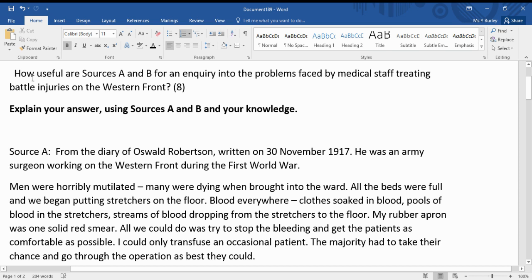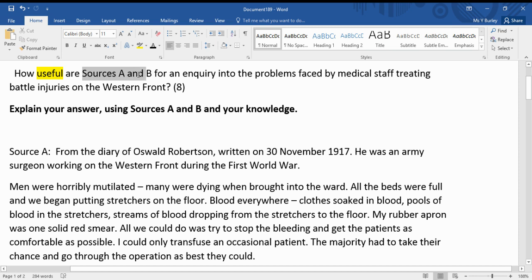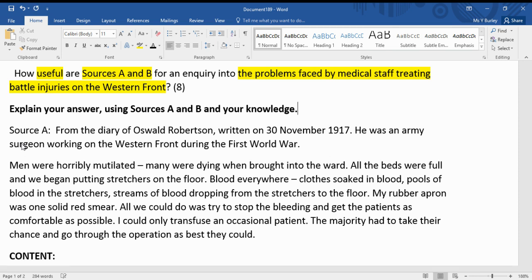I must make sure that I understand what the question is asking me. So, when we're talking about "how useful", I might want to highlight this first of all, just so I know what the question is asking me to do. Useful just means what you can learn, okay? So the question is asking me, what can I learn from sources A and B about the problems faced by medical staff treating battle injuries on the Western Front? It asks us to explain our answer using sources A and B and your own knowledge.